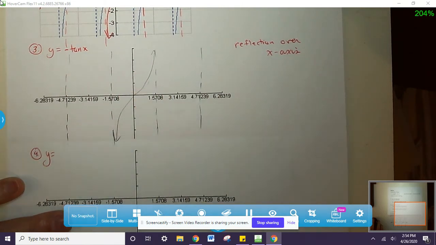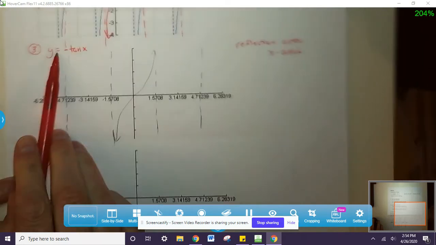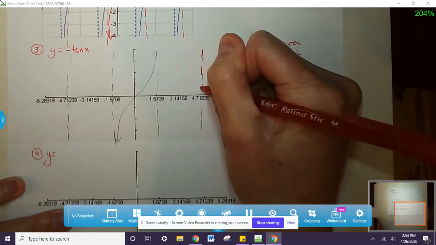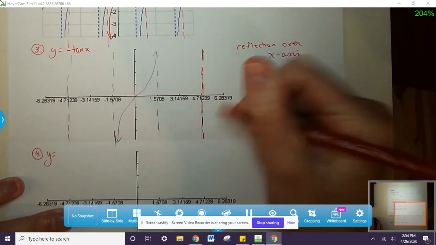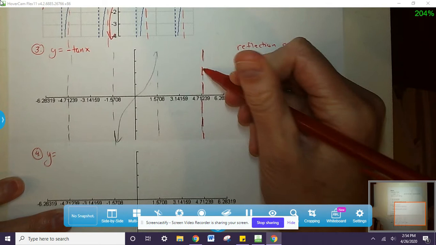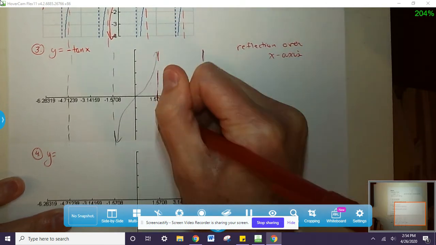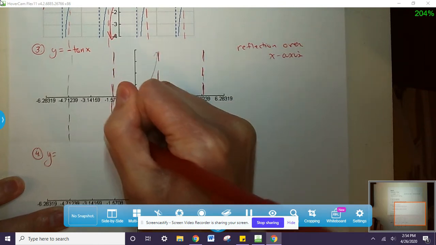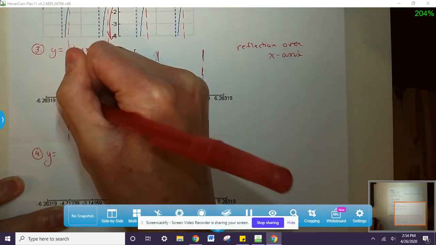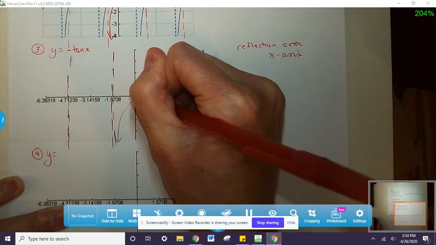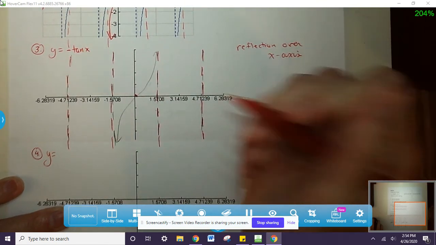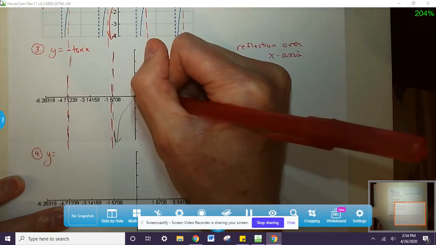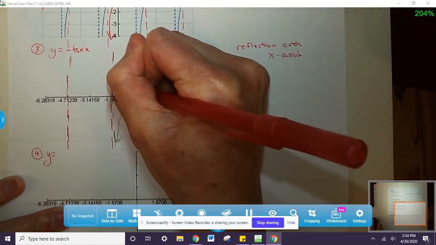What's going to happen when you reflect over the x-axis is these asymptotes aren't going to change. Because if you take that vertical line, that vertical asymptote, and you flip it over the x-axis, it's going to stay right where it is. So the asymptotes do not change when you flip over the x-axis. The intercepts don't change either. All that's going to change is instead of going concave up to the right toward that asymptote, you're going to go concave up toward the left toward that asymptote.